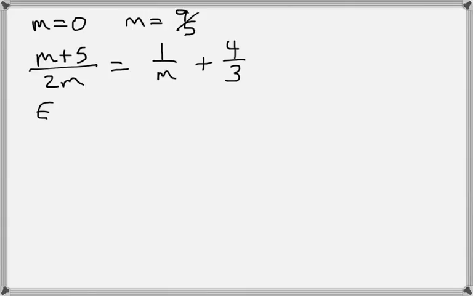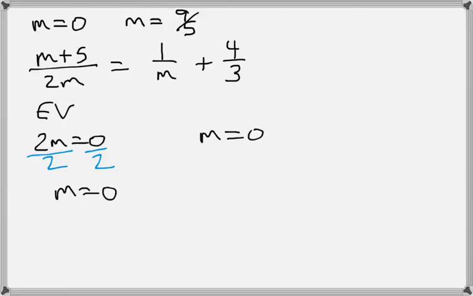So for our excluded values, we have that 2m is equal to 0, so m is equal to 0, and 3 being equal to 0 doesn't make sense. So these are my only two excluded values. I have m equals 0 as an excluded value, and on the left we need to solve for m, so divide both sides by 2, and again we get the same excluded value we already had of m equals 0.